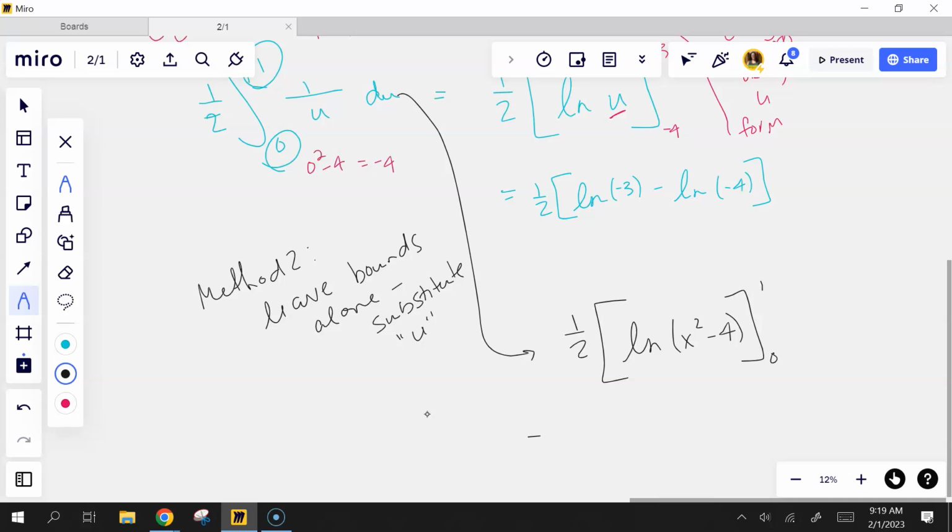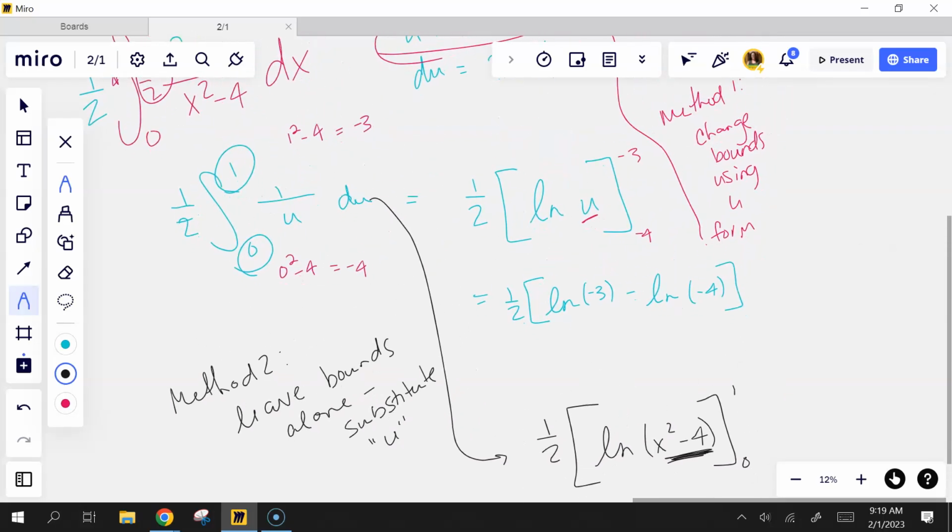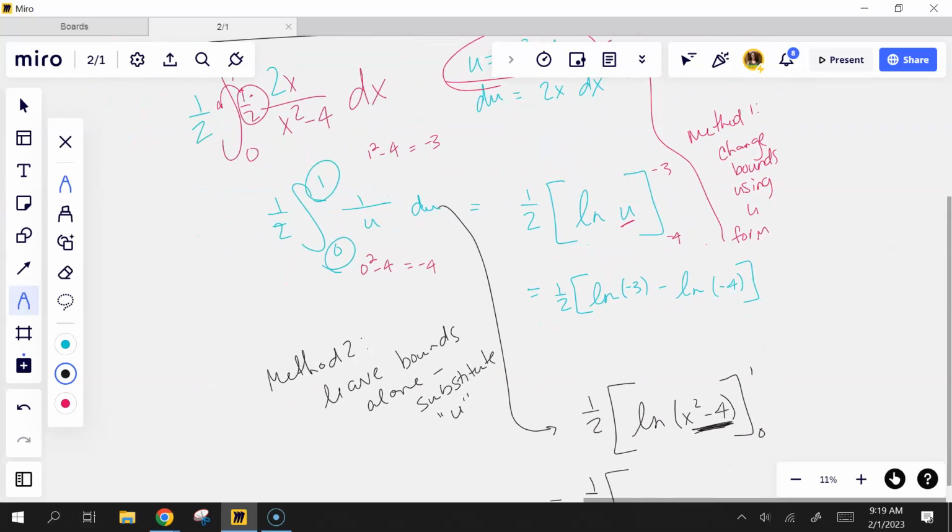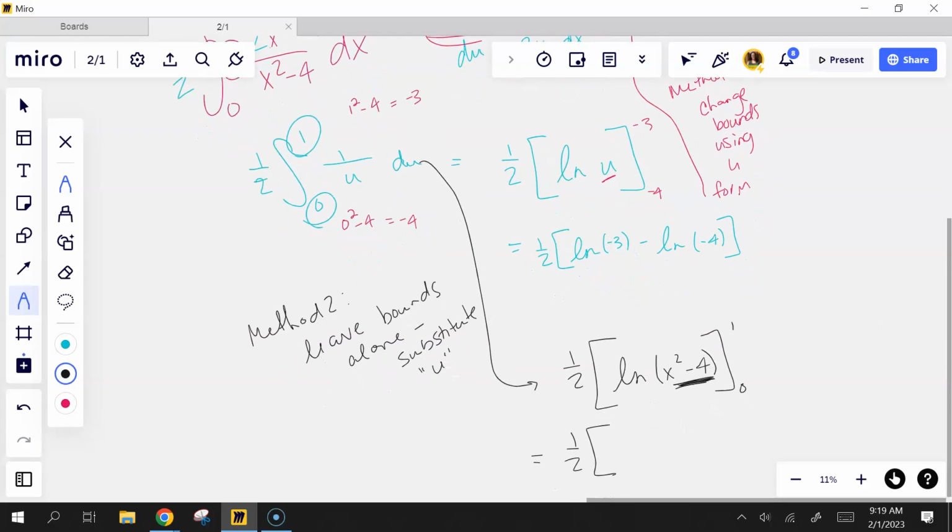Well, now I need to evaluate. So 1/2. You're ending up going back and doing the same thing at the end of the day. It's just when do you want to do it? Prior to or after? I find it easier to do it in the beginning. I like method 1 myself, but whichever you prefer.